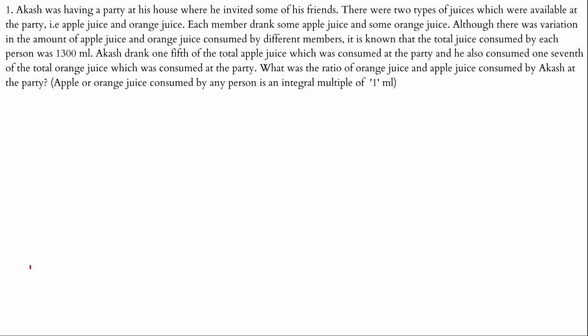Let us say the total apple juice is A and the total orange juice is O. The total is 1300 ml times the number of members who consumed. We do not know the total number of persons who attended the party, so let us assume the number to be n. Each of the n members consumed 1300 ml, so the total quantity of apple and orange juice is 1300 times n. Now we shall get back to Akash.